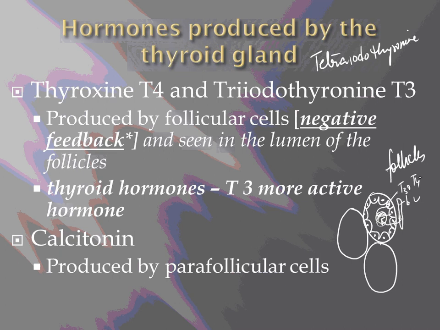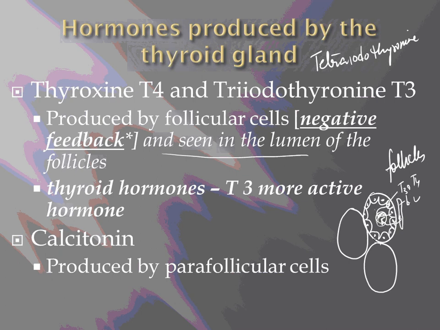I'll show you this picture, but I'm just giving you an example. It's a roundabout way, because the cell cannot take in iodine and bind it inside the cell itself. It has to come into this lumen and bind it, which is why T3 and T4 are found in the lumen. That's what I mean by it's seen in the lumen of the follicles.